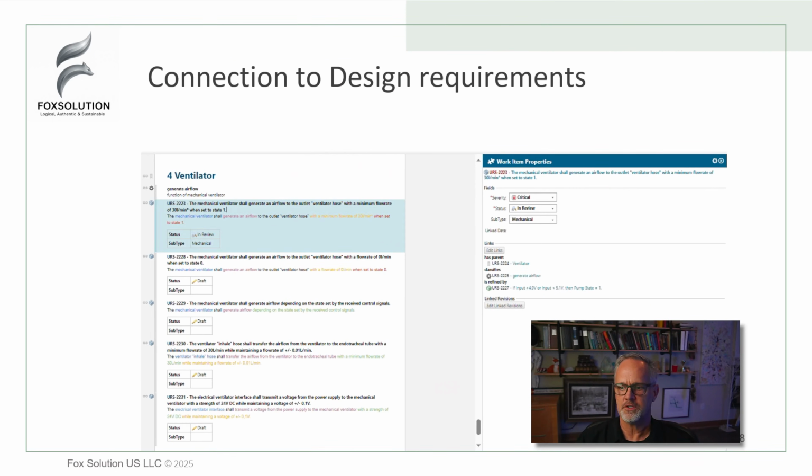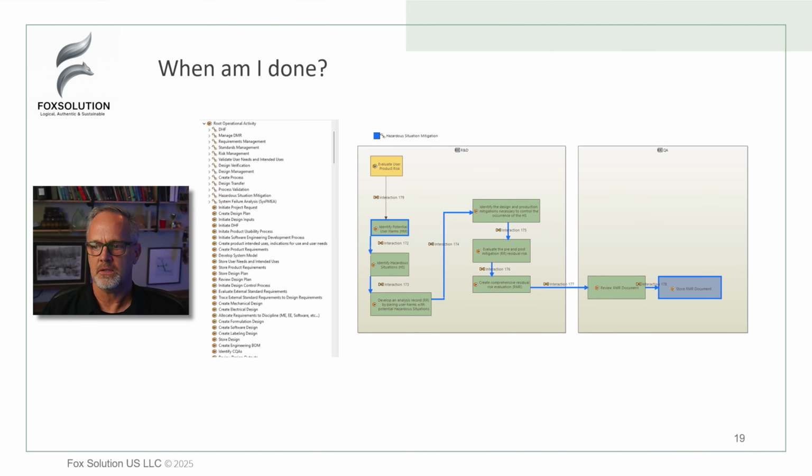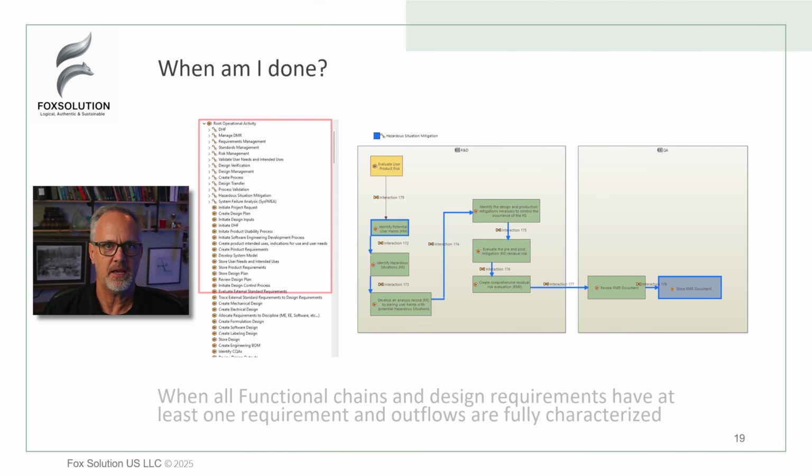So if we roll over to the requirement set now, we have this function that's generate airflow. That function is then decomposed by a set of requirements, and we write the requirements as outflows of each one of the functions. So how do we know that we're done with the requirement set? We know we're done when we've written at least one requirement against each one of the outflows of that particular function. So when am I done? This is what I was saying a minute ago. The answer is when we get done with characterizing each one of these functions that are defined in the system.